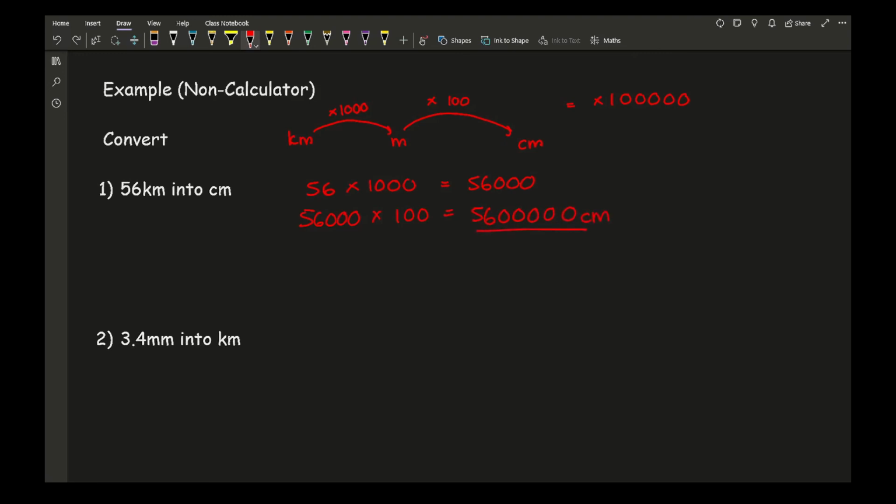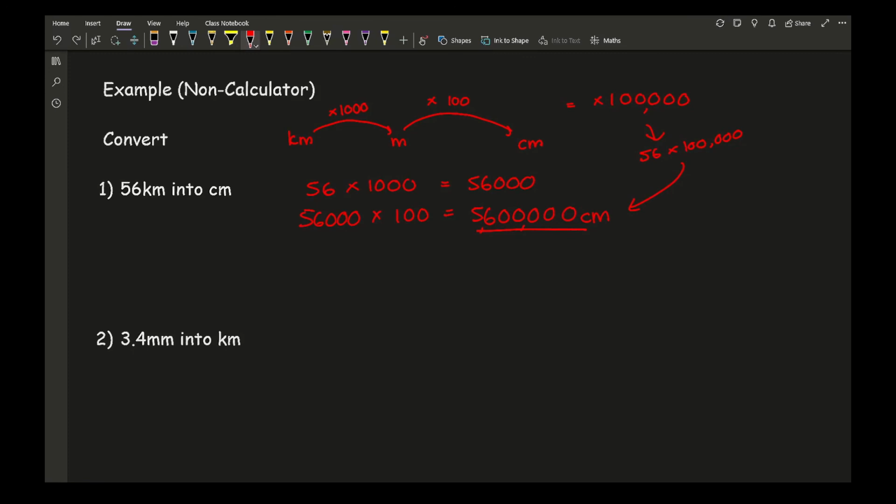So it would be 5.6 million centimeters. So good luck measuring that with your little ruler that you've got in your pencil case. Likewise, I could have easily bypassed that and just done 56 times 100,000, and I would have got the same answer. So it's all about moving the decimal point.